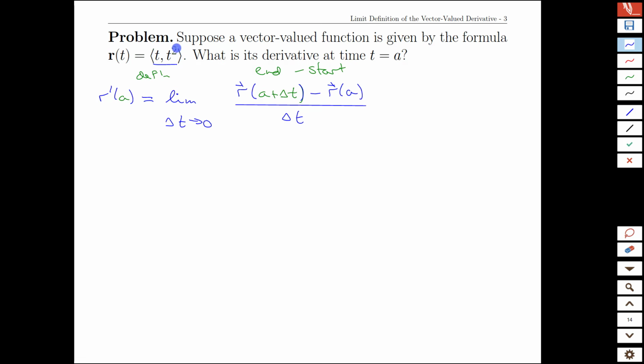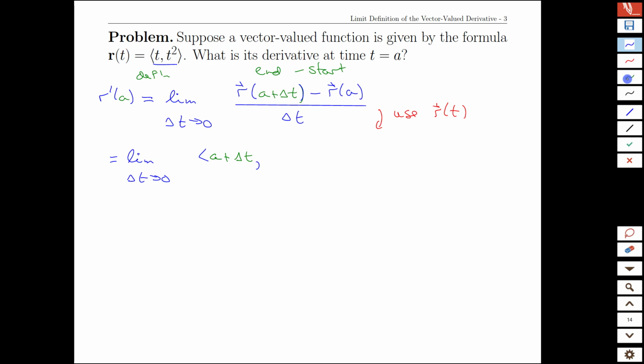So this defines a trajectory, and we're asking what's the velocity vector at a particular point a on that trajectory. Well, we keep the limit around, and what we're going to do is use our definition of r of t. So we have a formula for it. Let's sub that in and see what we get. So we are going to have a vector here, and it's going to be a plus delta t goes into our function, so a plus delta t.